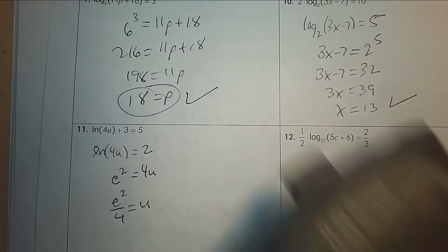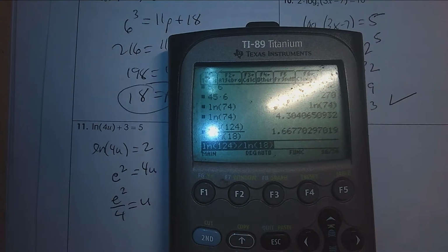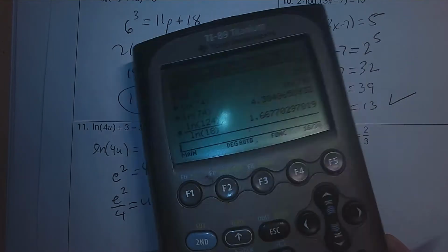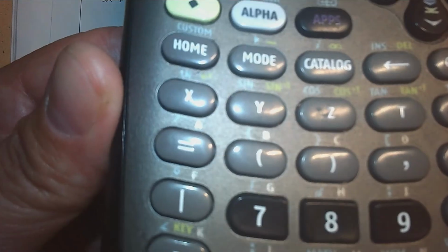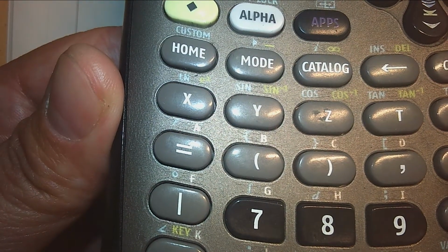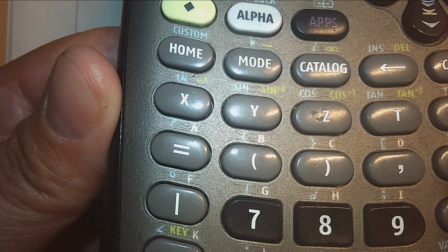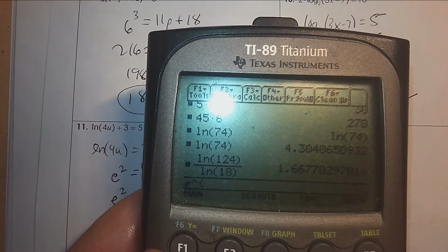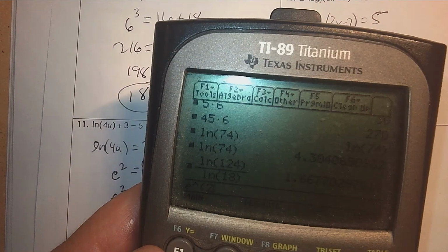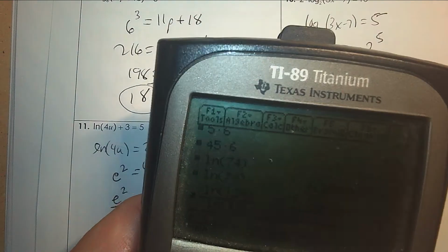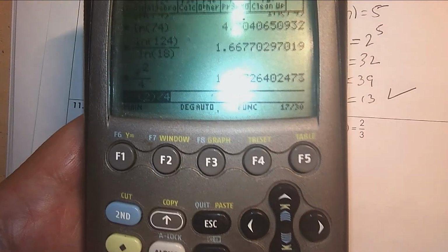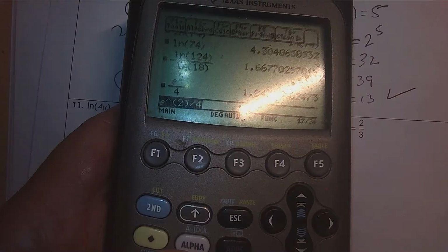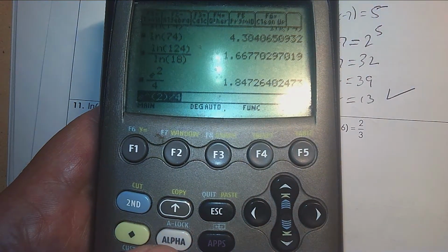So if I wanted to know the approximate answer, e is here in yellow, right where the x is. So right where the x is, e to the x is in gold, it's in yellow. So press diamond x, and you get e, so it's e to the 2, and then I'm dividing that answer by 4. So it's 1.847.